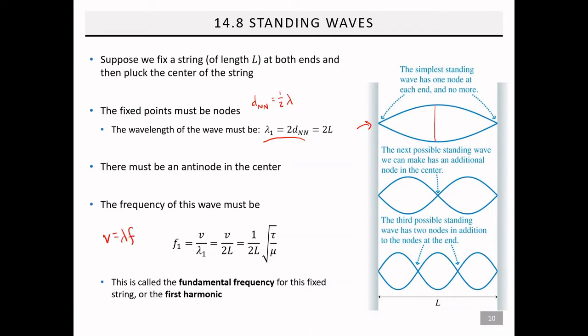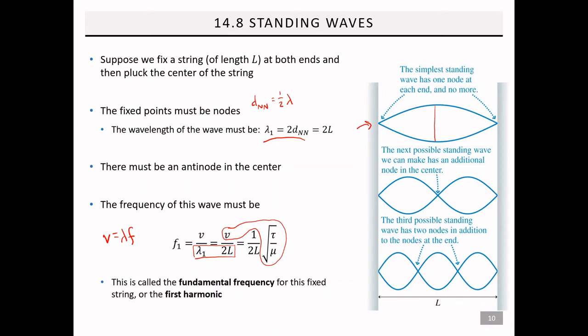If we want to find the frequency for this wave at the top, we can solve for F. So we get F is equal to V over lambda. Lambda we just found was equal to 2 times the length of the string. And for V, we can plug in the formula for the wave speed on a string. And that's how we get those equations at the bottom. Now this particular arrangement of standing wave we call the fundamental frequency for this string.